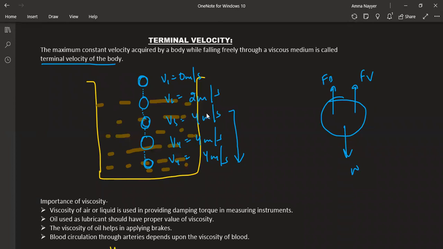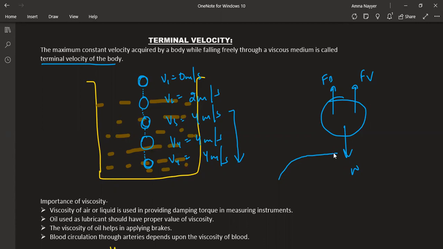So this is meant by constant velocity. Velocity is increasing, and it has reached a terminal value. Now it cannot increase more. And every body has its terminal velocity fixed. Once it is achieved, the velocity's value will become constant.